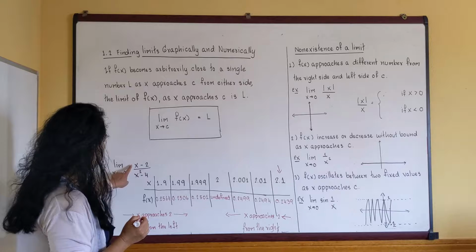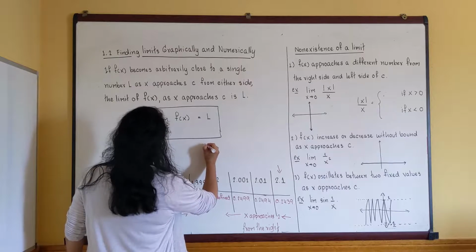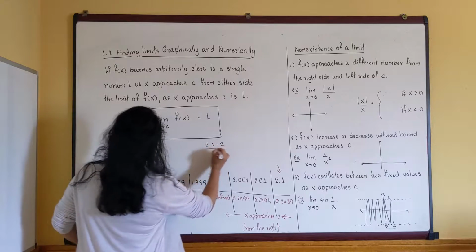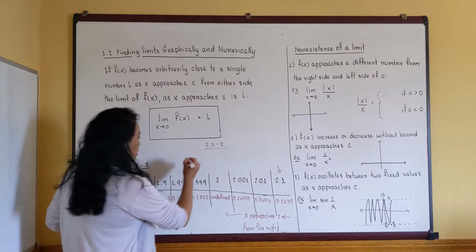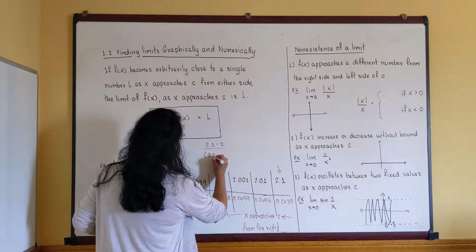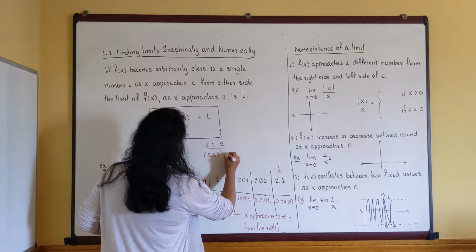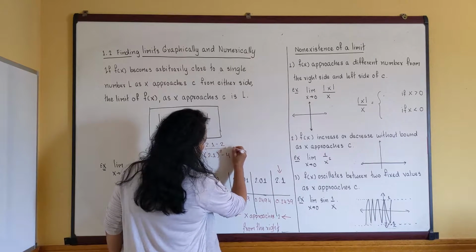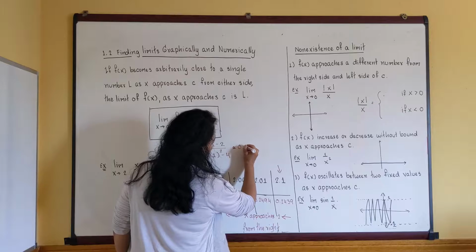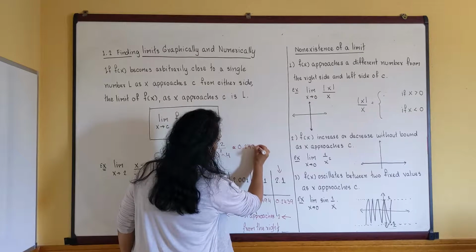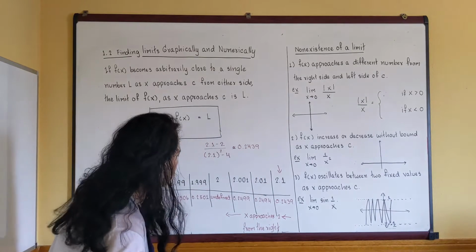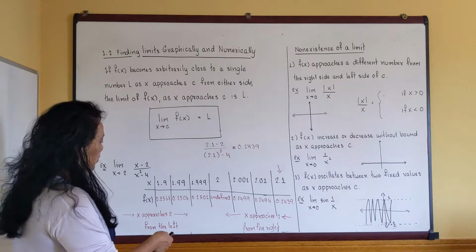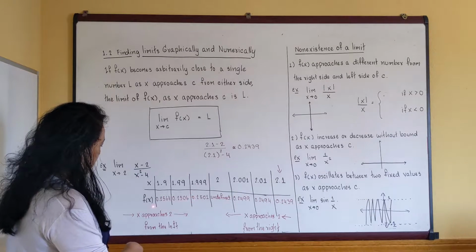You're going to plug it in here. So you're going to have 2.1 minus 2, because that's your function, and then 2.1 quantity squared minus 4. Use your calculator, and your answer should be about 0.2439. That's what I get right here. I just rounded it to 4 decimal places. Now if you do the rest, you're going to get all of these numbers here on the bottom.